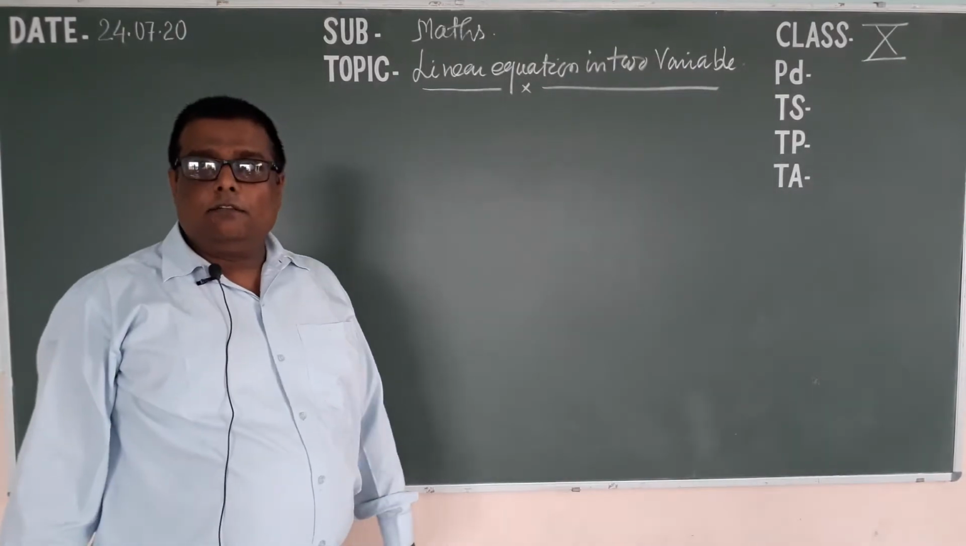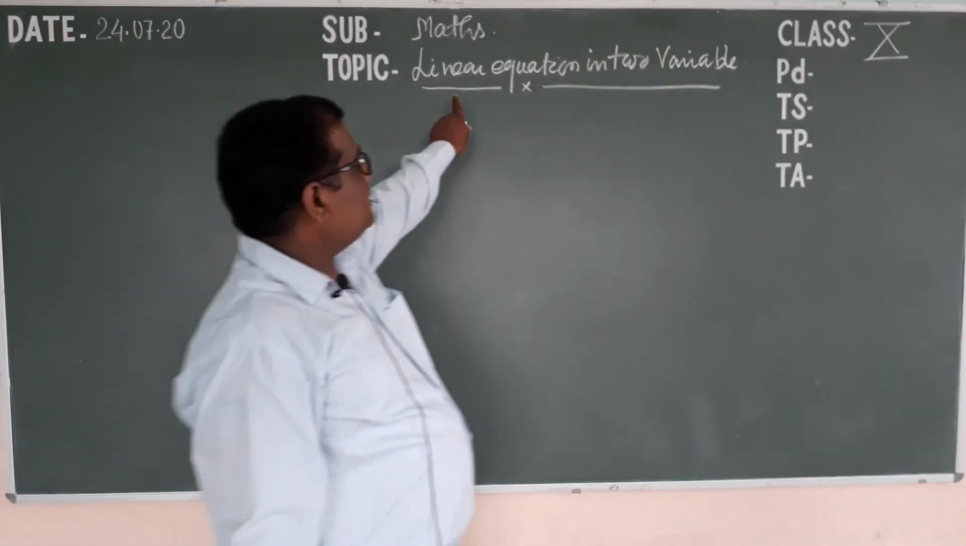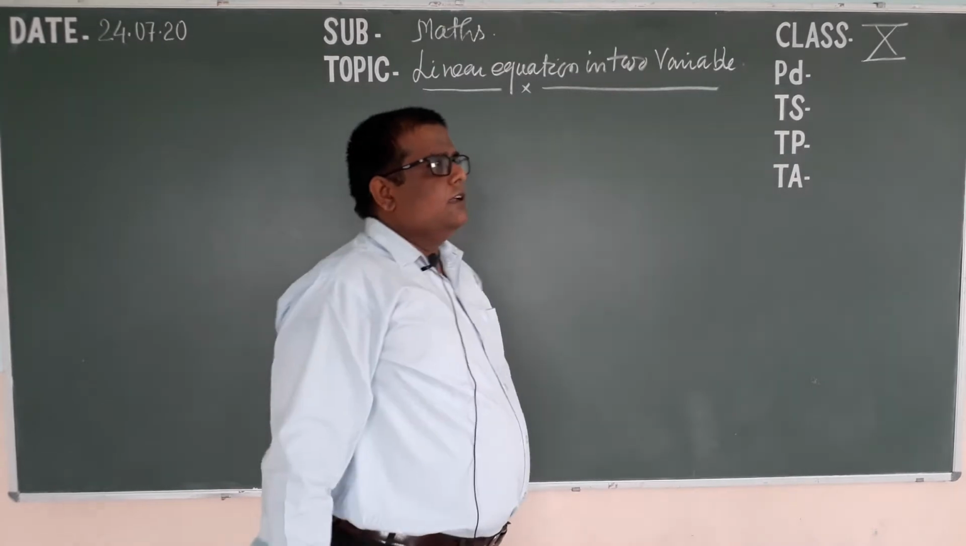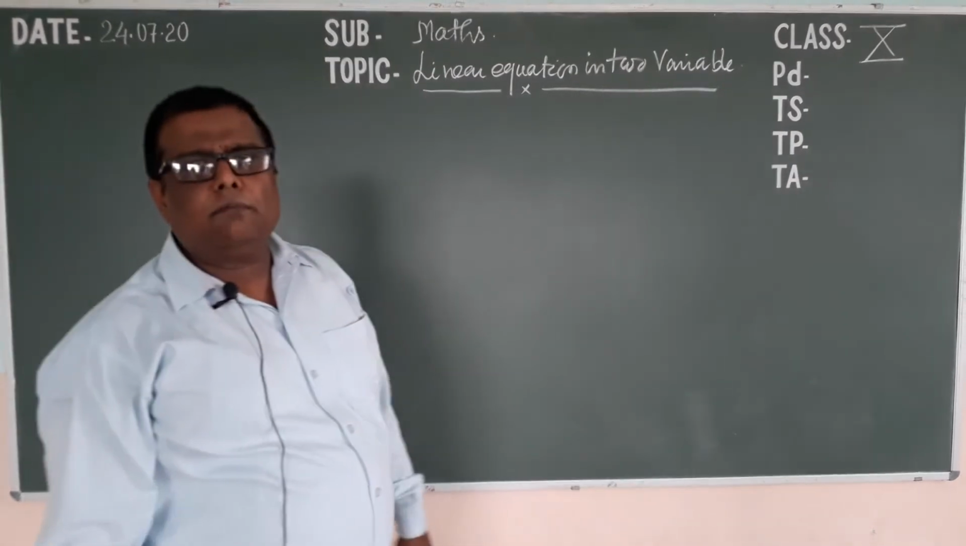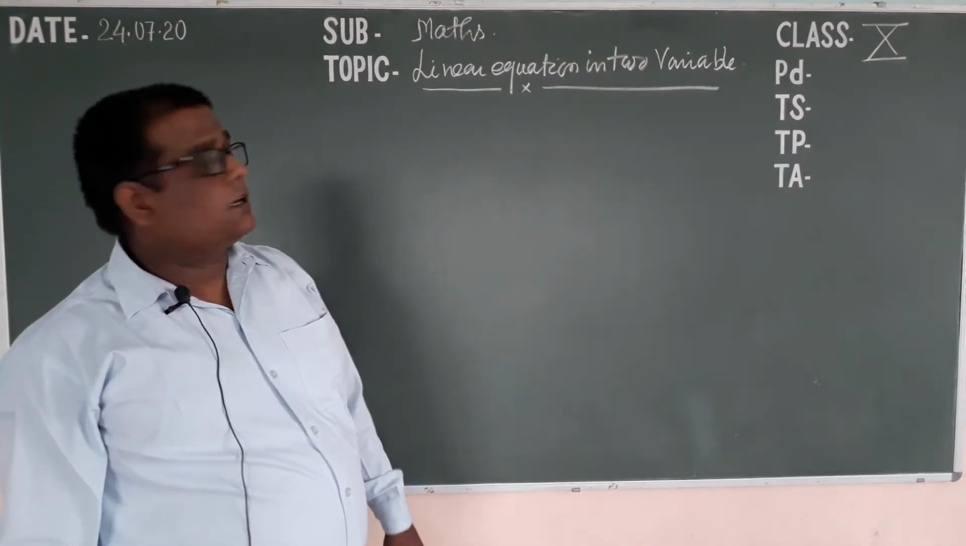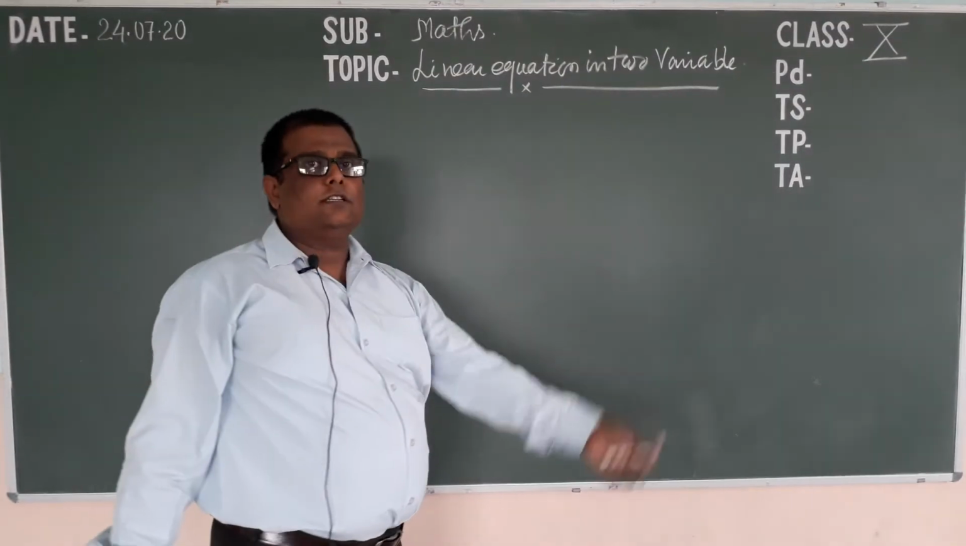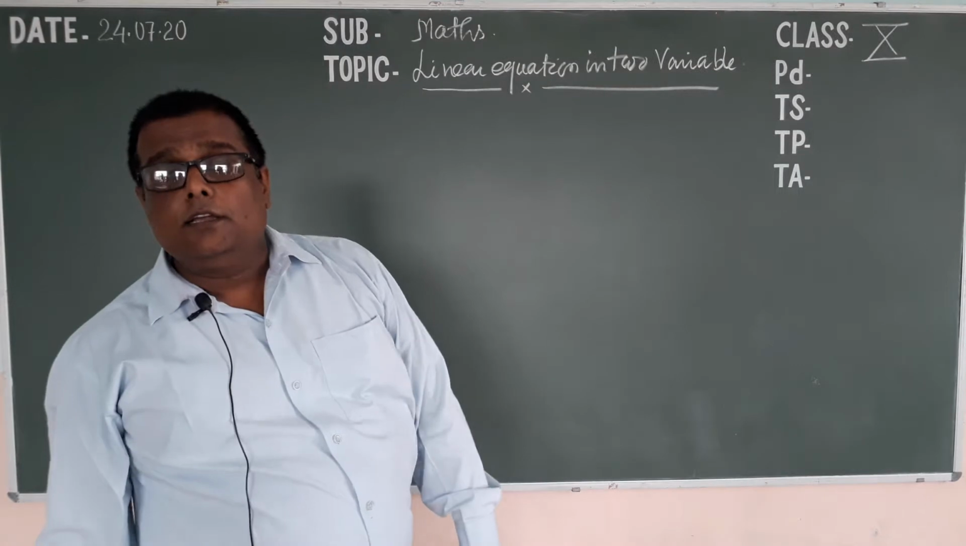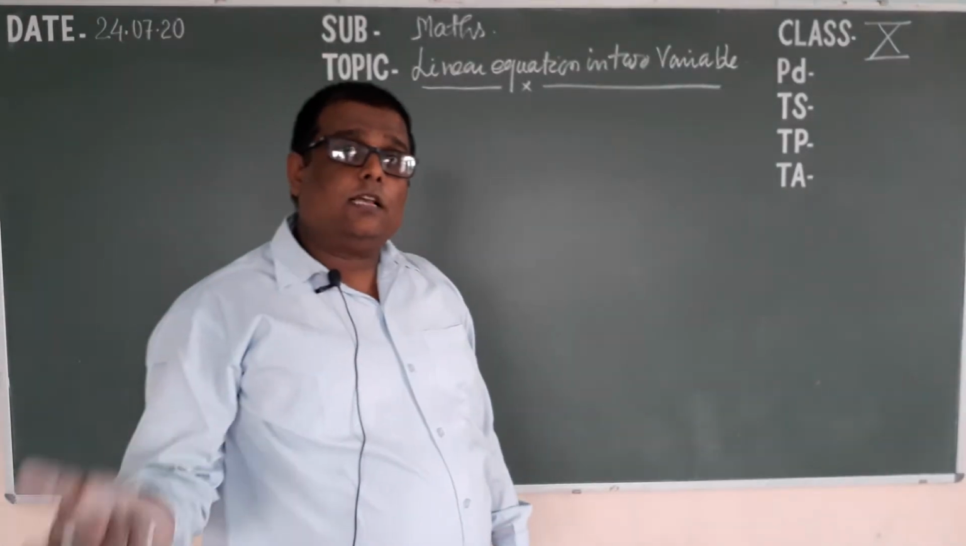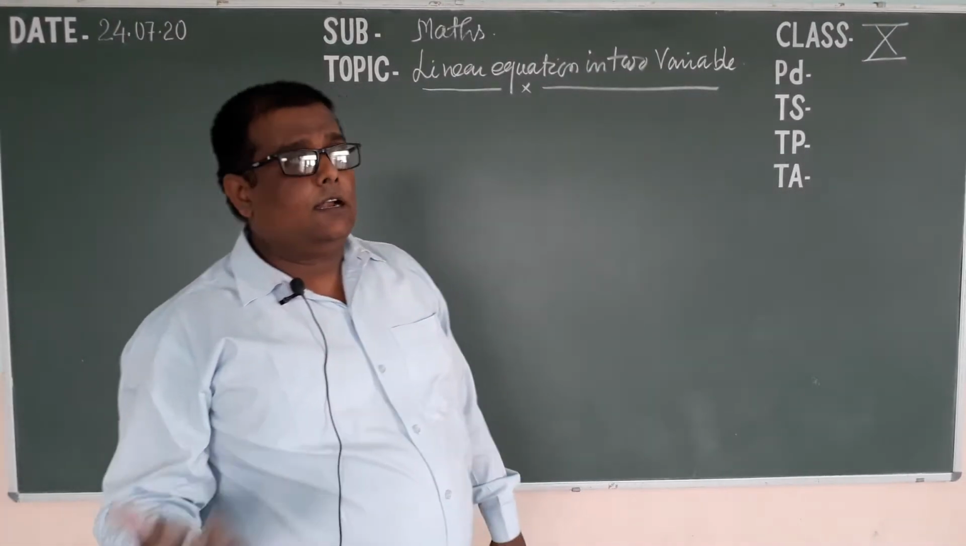Students, today we discuss the topic linear equation in two variables. Some students have many problems with the conditions. We have to find the graph which intersects at a given point, which is also parallel, and which is also a coincidental line.